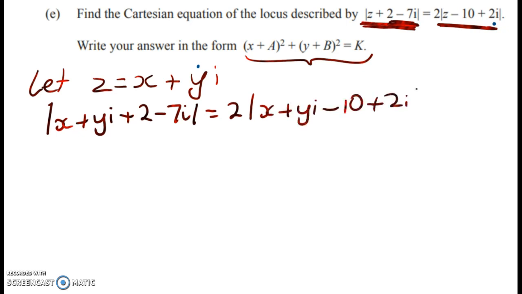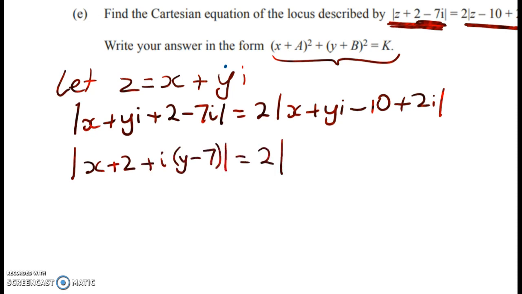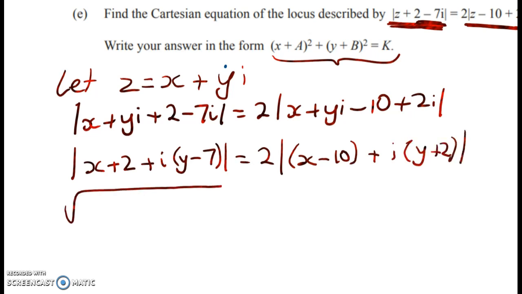Now the next thing that I want to do is to group the real and the imaginary parts. So rewrite it as x plus 2 plus i times y minus 7 is equal to 2 times x minus 10 plus i times y plus 2. Now we use the definition of a modulus, and we lose the i. So this is just doing Pythagoras to find the distance from the origin to a group of points.